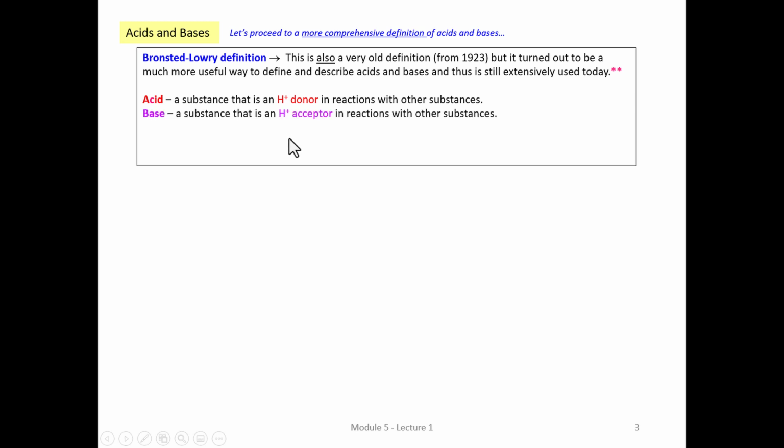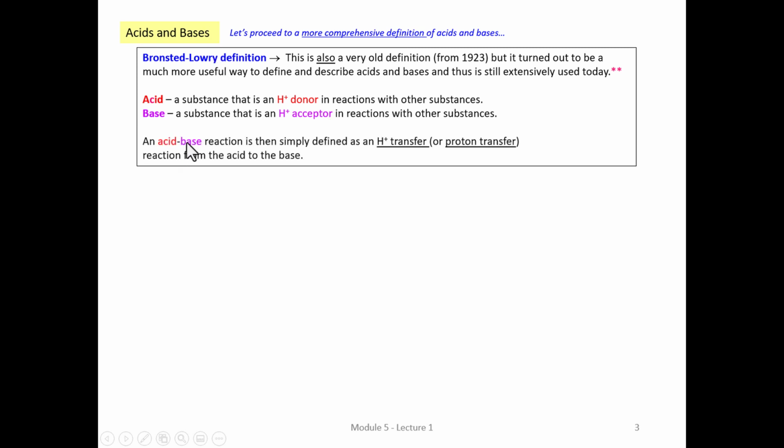Now, this definition of a base actually doesn't involve the hydroxide ion, although the hydroxide ion will still be a base under this definition. Under the Bronsted-Lowry definition, a base is simply a substance that's an H+ acceptor in reactions with other substances. Again, water not necessary, although it would be involved in most reactions we talk about. So an acid is an H+ donor, a base is an H+ acceptor under the Bronsted-Lowry definition.